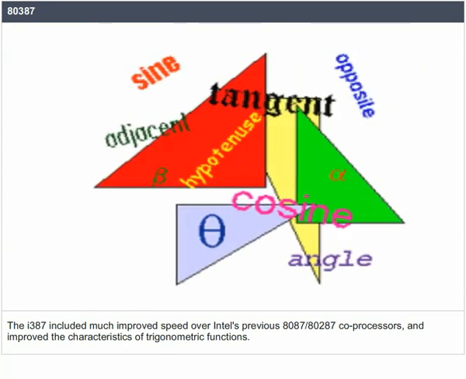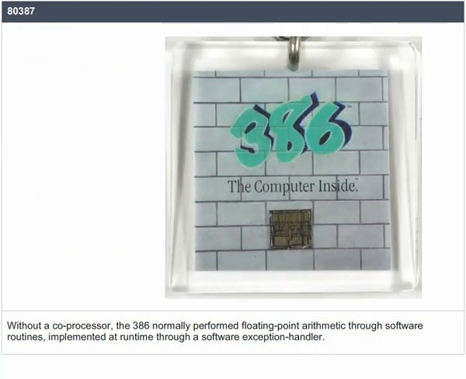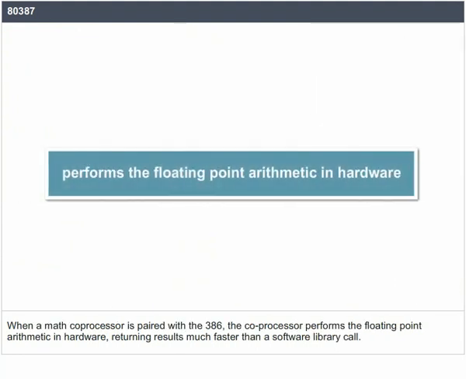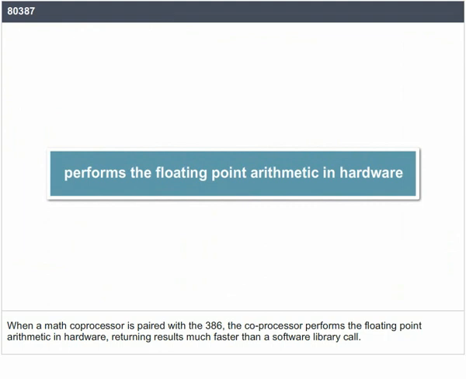Without a coprocessor, the 386 normally performed floating-point arithmetic through software routines implemented at runtime through a software exception handler. When a math coprocessor is paired with the 386, the coprocessor performs the floating-point arithmetic in hardware, returning results much faster than a software library call.